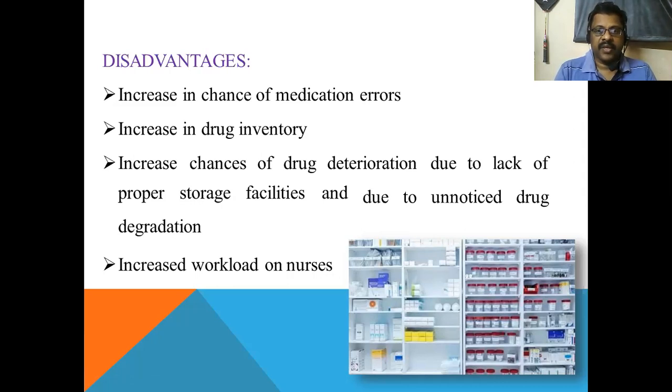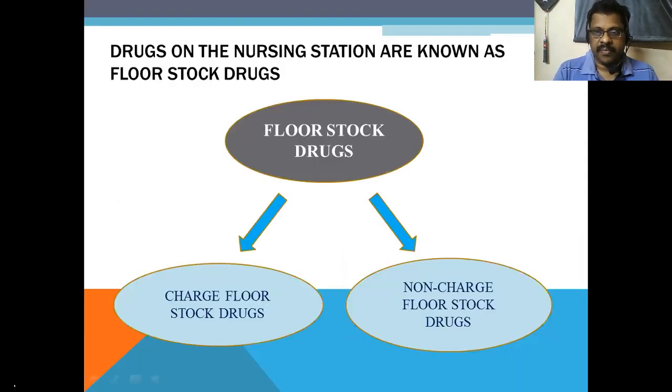Increased chance of drug deterioration due to improper storage facilities and unnoticed drug degradation. That is possible because we don't maintain proper storage conditions in all the satellite pharmacies. There will be a cold storage facility only in one place or in a few places. So if we keep drugs for 1 or 2 days, deterioration may start. Such problems are higher. Increased workload of nurses is also another factor, so proper attention will not be there in this system.